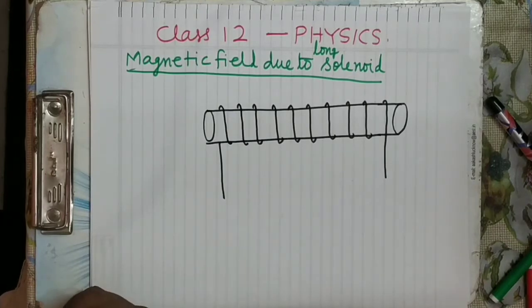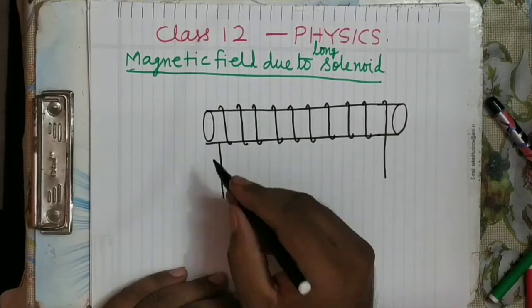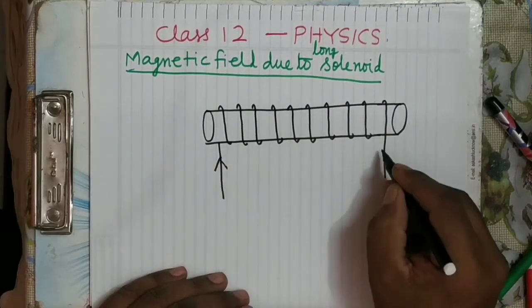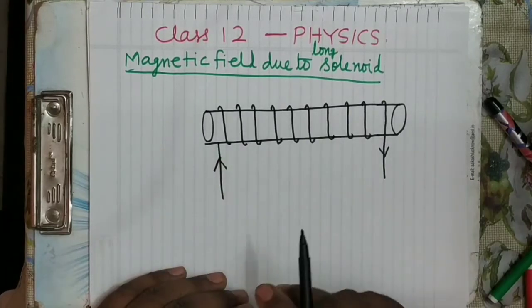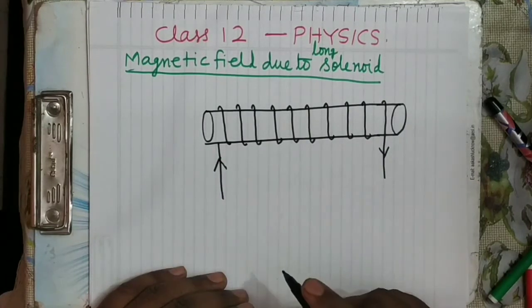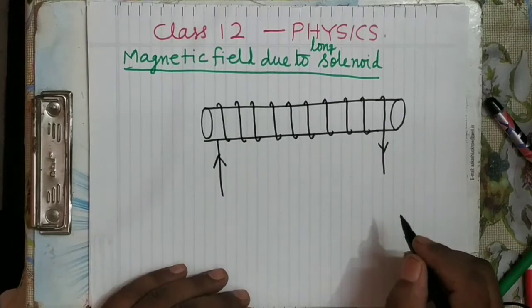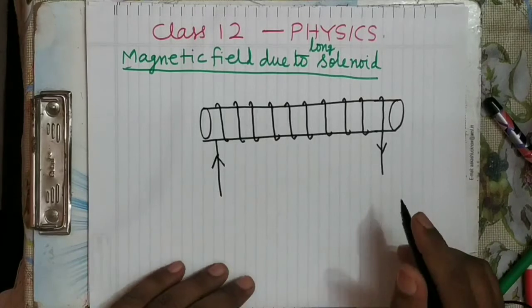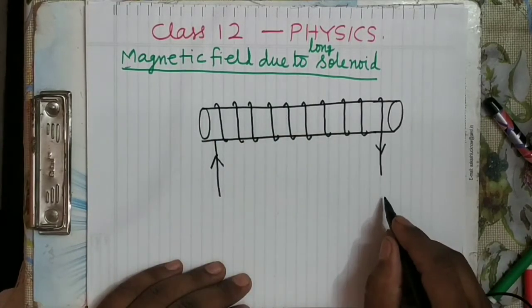Each turn will be a circular coil. When current passes through it, one end will become the north pole and the other end will become the south pole. Which end will be the north pole and which end will be the south pole, we can determine according to the direction of current in that face.